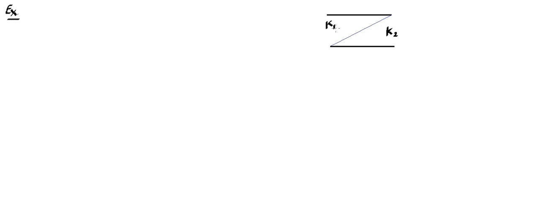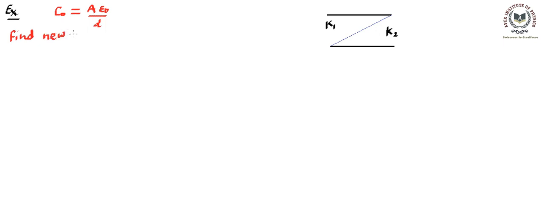but this time they have been filled in a fashion so that the dividing line is this line, which is shown by a thin line. We need to find the capacitance of this capacitor. So C naught is the original capacitance, which is A epsilon naught by D, and we need to find the new capacitance, the equivalent capacitance after insertion of the dielectrics.